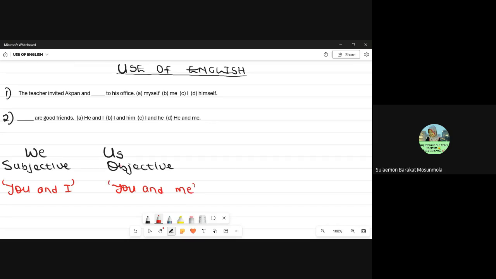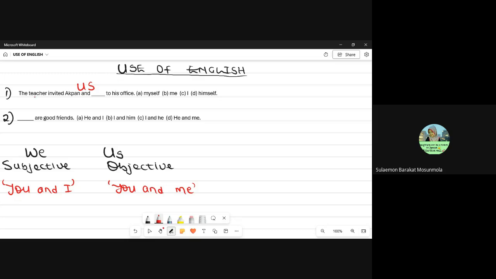Now, if you look at this first question, the teacher invited Akpan and Dash to his office. Assume you don't have Akpan here. We just have the teacher invited Dash and Dash to his office. So it is going to be the teacher invited Akpan and me. So it is going to be the teacher invited us. The teacher invited us to his office, not the teacher invited we.